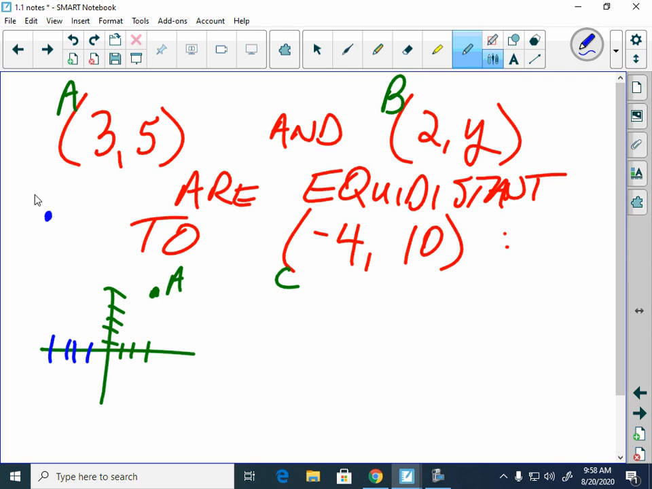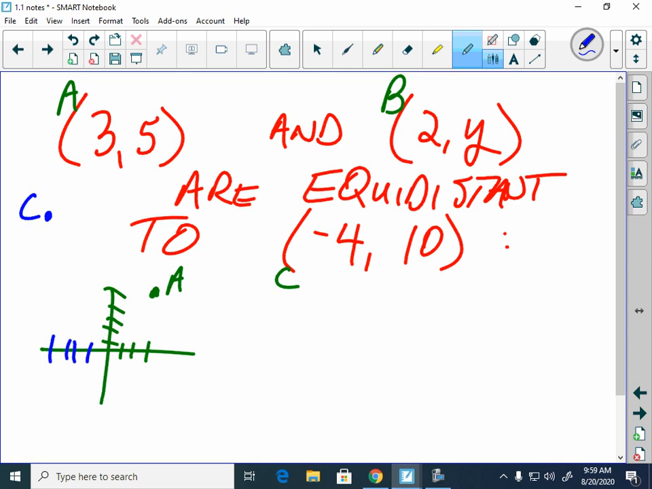Okay, okay, okay. So equidistant means what? The same distance. So that means that the distance from A to C is the same as the distance from B to C, equidistant. But I don't know where B is at. I know that A is sitting right there, and I know C. So I can figure out that distance, right?